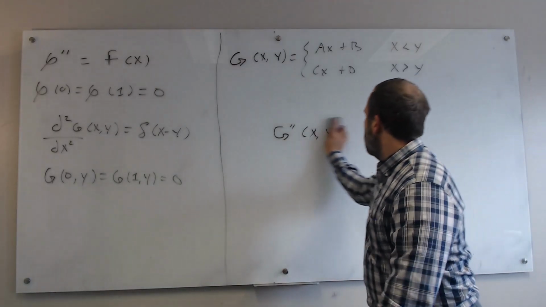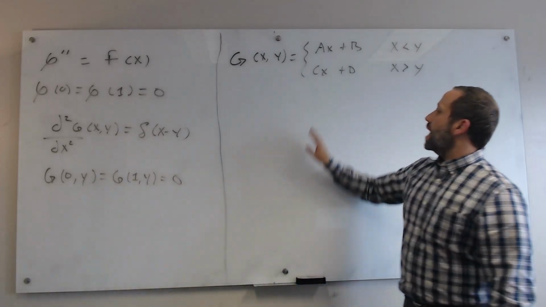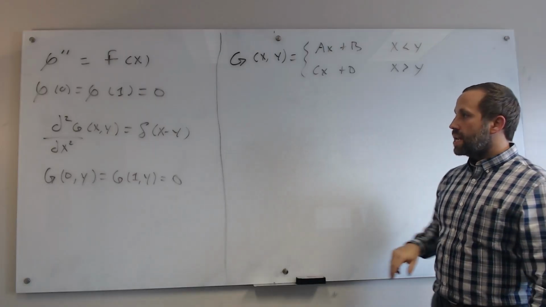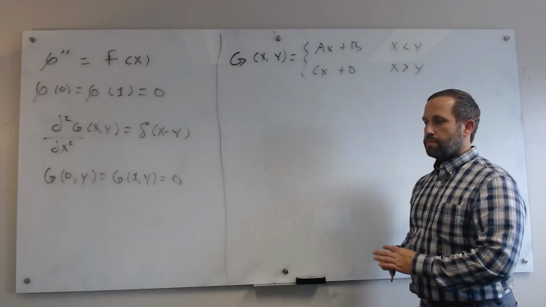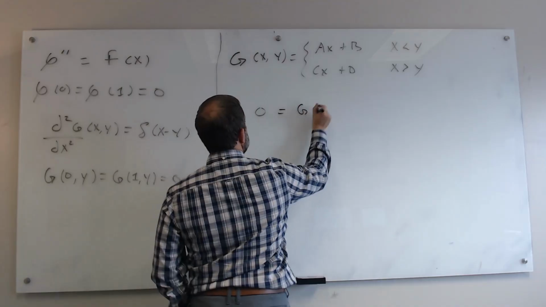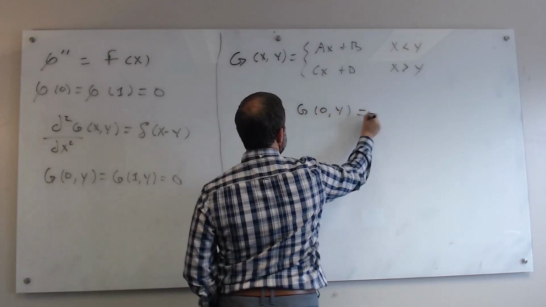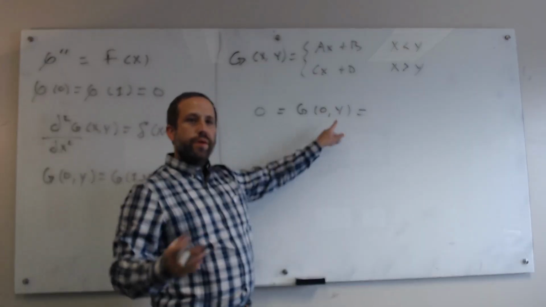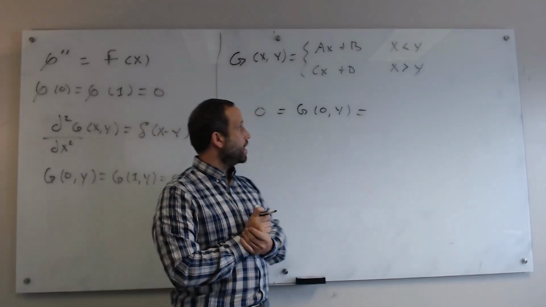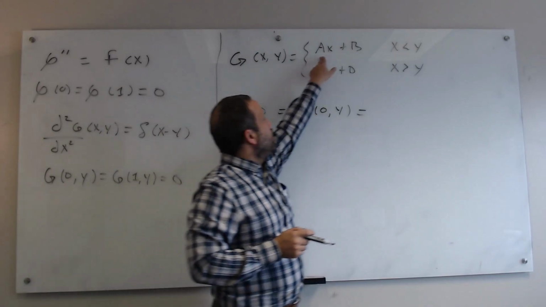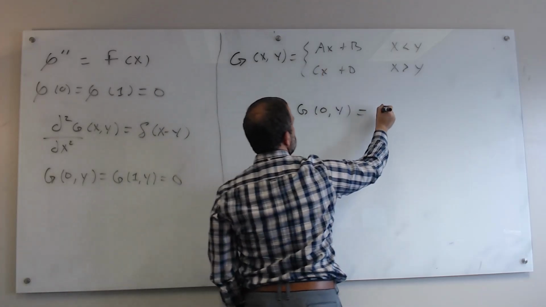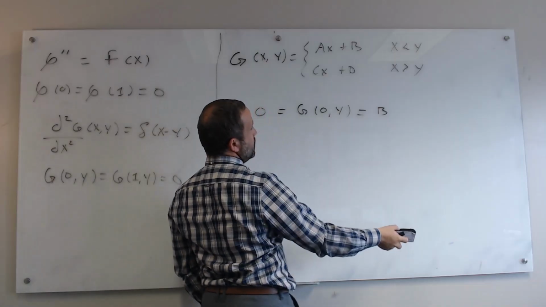Okay, so I want to find my coefficients a, b, c, and d. Those are 4 unknowns, so I basically need 4 equations. Now, the boundary conditions give me 2 equations. So if I look at x is equal to 0, I'm going to get 0 is equal to g of 0y. Well, y is always going to be bigger than 0 and less than 1, or bigger than the left endpoint and smaller than the right endpoint. So for g of 0y, I'm going to be at this formula here. If you plug in x is equal to 0, you just get 0, so this is b. In other words, this tells me b is equal to 0.